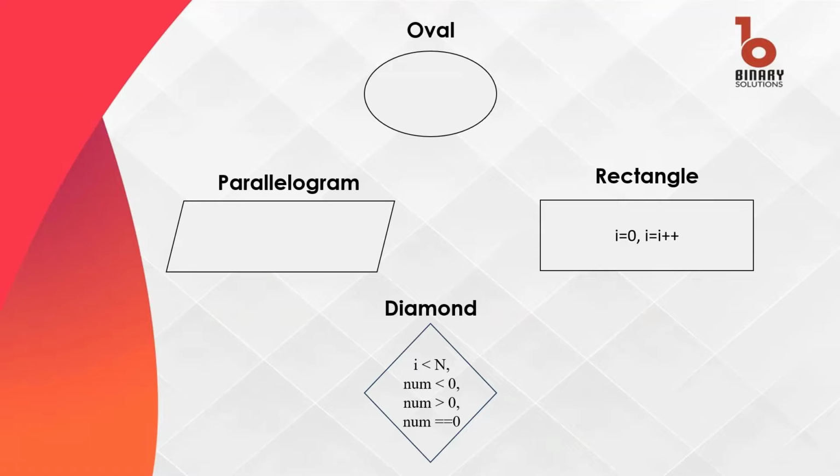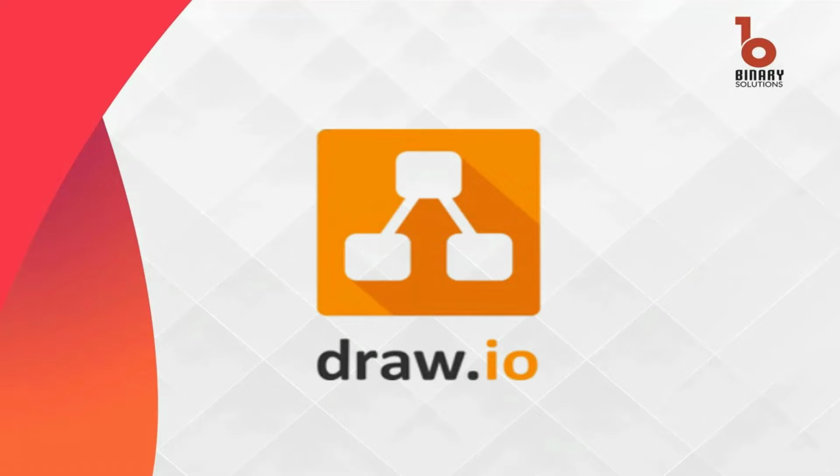Like if I is less than n, this is a condition. Similarly, if num is less than 0, if num is greater than 0, if num equals 0, these are all conditions. Please remember all these shapes and their functions. Now let's move to draw.io for making the flowchart. It's a fantastic tool for creating clear and effective diagrams.